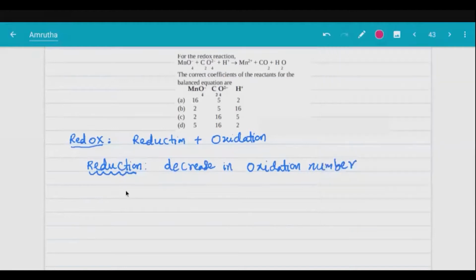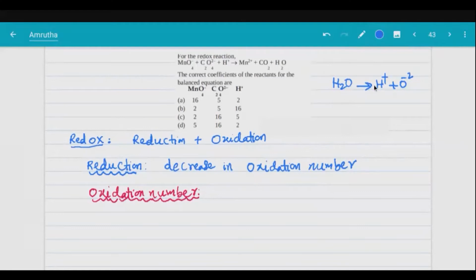So the most important topic of chemistry today: what is oxidation number? It is just a hypothetical charge, because every molecule cannot be divided into ions. Let me give you a very simple example. H2O, I can't write it like H plus and O minus 2.